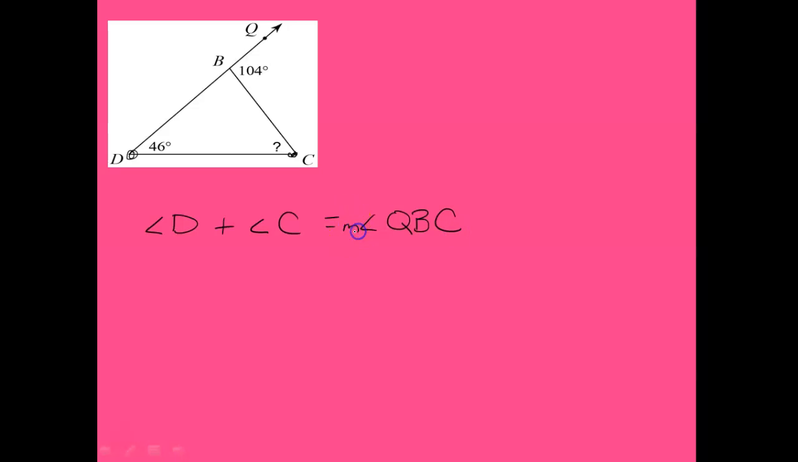I should put the measure, of course, we're dealing with actual values, so I should put the measure sign on there, sorry. All right, so the measure of angle D, 46, plus, we don't know the measure of angle C, you could do it like that, is equal to the measure of angle QBC, which is 104. And you would solve by subtracting 46 from 104, and that is 58.